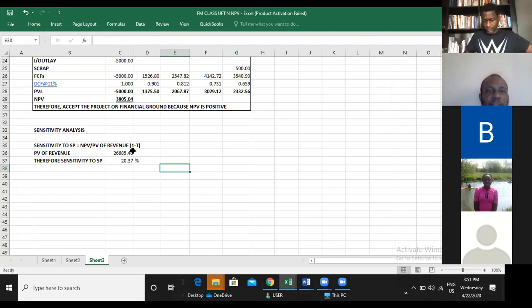So if I can just come here and do something separate. If I wanted to do my PV of revenue now, I take that figure, multiplied by 1 minus T. So I get that figure, and then with that I say my sensitivity will be equal to my NPV divided by that figure, and then multiplied by 100.